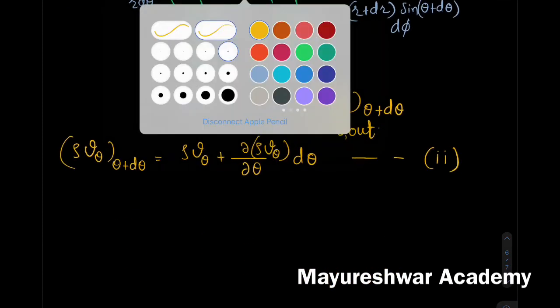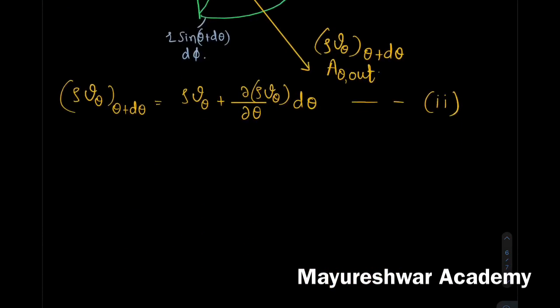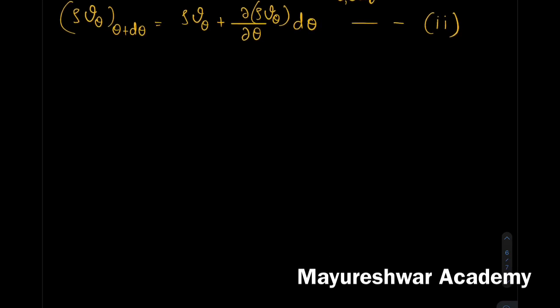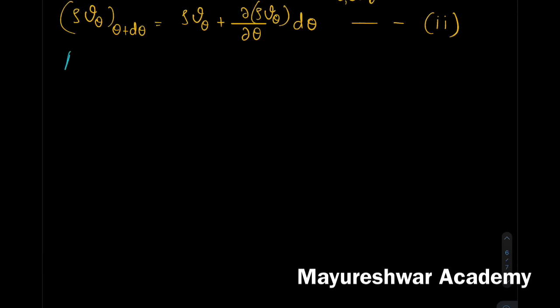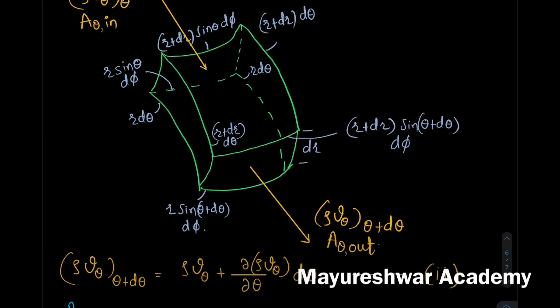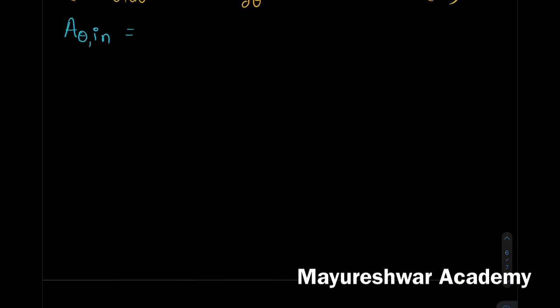And now flux. Before that, we need to formulate the area. Let us formulate a theta in, which is this surface, r sine theta d phi, multiplied by the height, which is dr. So r sine theta dr d phi.